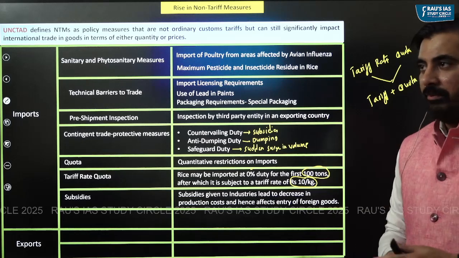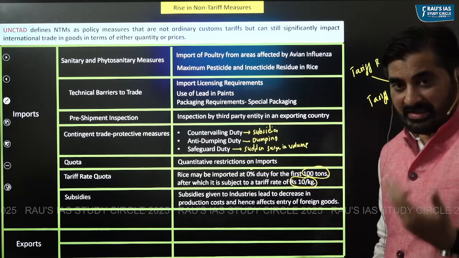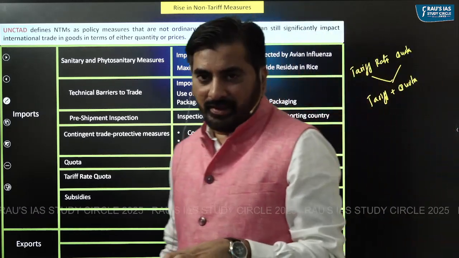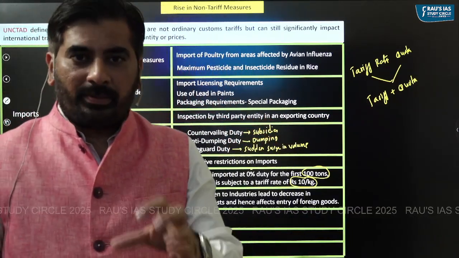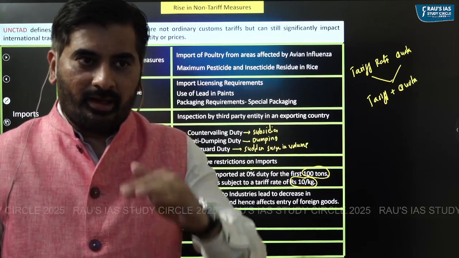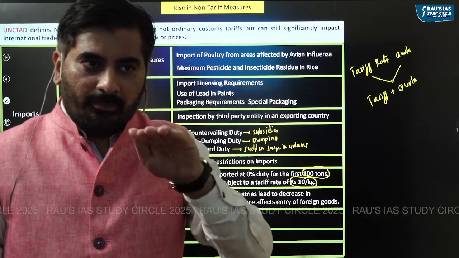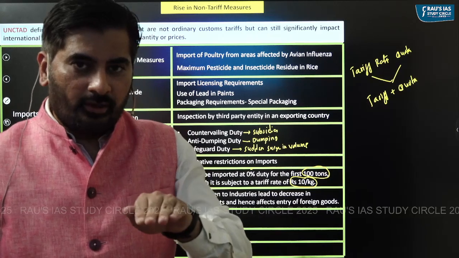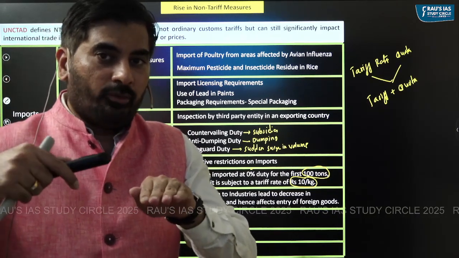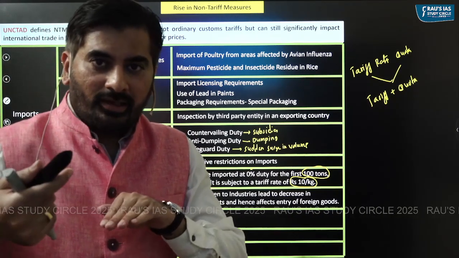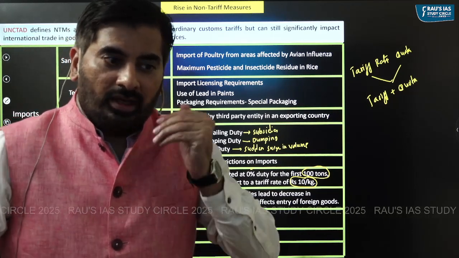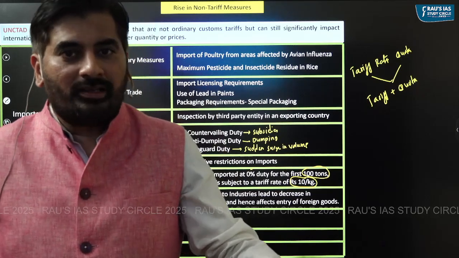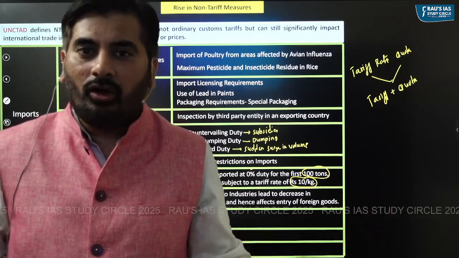Subsidies. Now, for example, if we are giving more subsidies to our domestic companies, it might so happen that the prices of the products in India will reduce. If the prices of our domestic products reduce, the foreign products that we are importing will become costly, right? So it is unfair to the foreign goods. So even the subsidies that we give to our domestic companies is like a non-tariff measure.